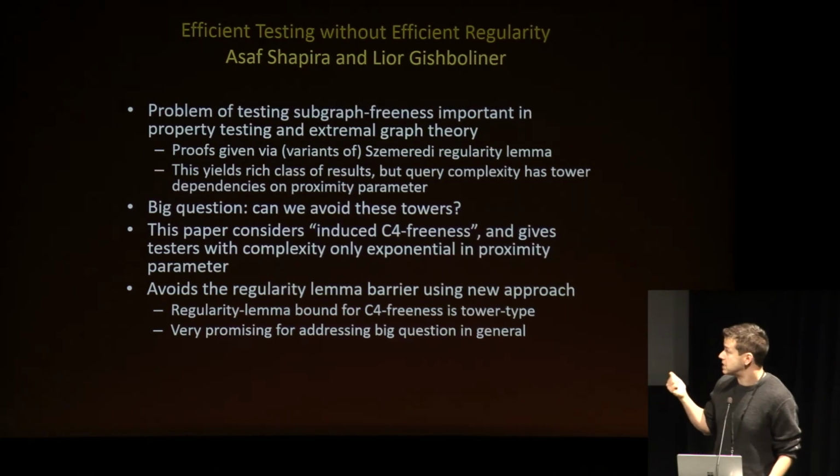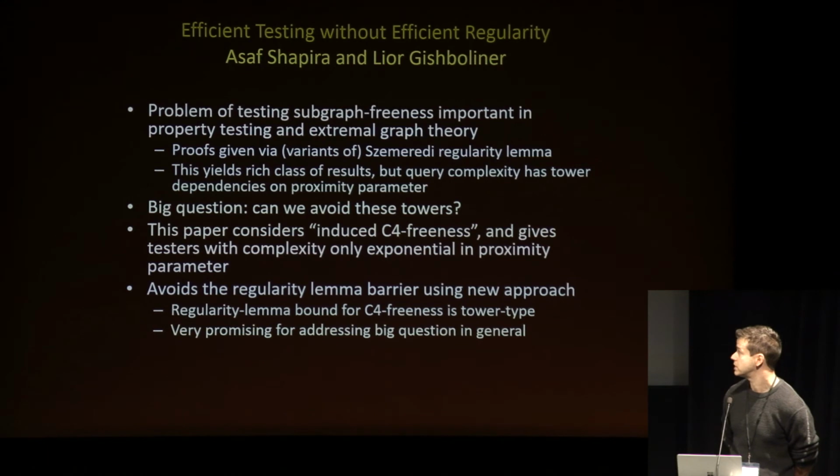And this paper shows for a particular problem, induced four-cycle freeness, they give a tester with complexity that is less than the tower, so they sort of beat what you would get by using the regularity lemma. So very promising, a very promising step towards addressing the general question. In particular, now we know that for this type of property testing question, we're not stuck with the regularity lemma. We can do better. So a beautiful result in its own right, and hopefully the first step towards getting general results with polynomial dependence.